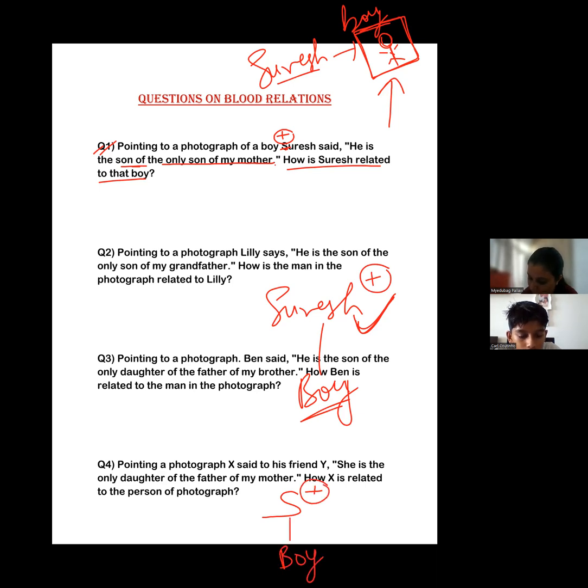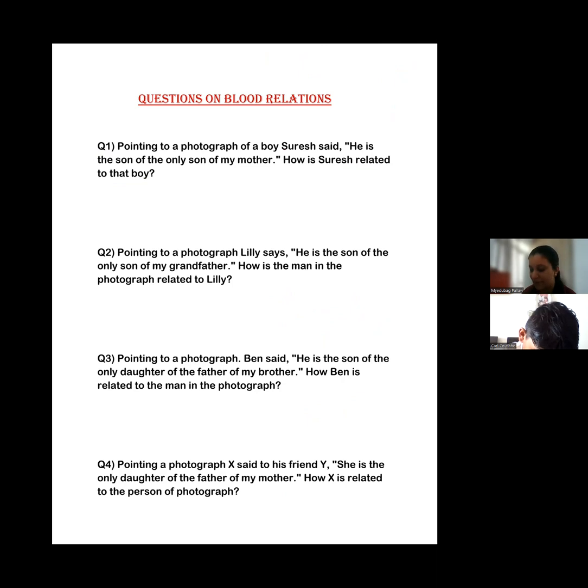This is Suresh and this is the boy. We'll show the relationship like this. This is how the questions of this type will be given. Let's try the second one. I'll also try it, you also try it.